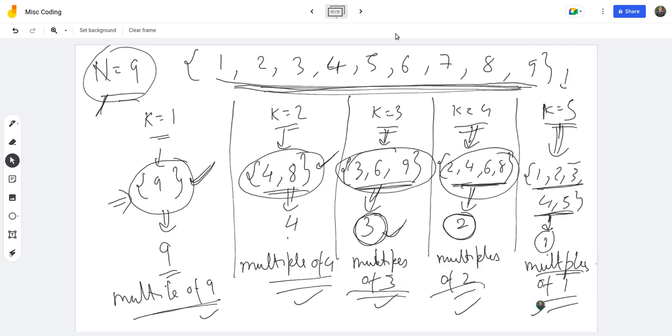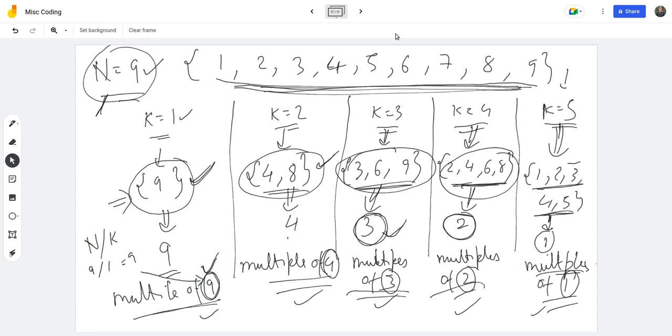But how do we decide this value? How do we decide for which value we need the multiple? Here we need for 9, here for 4, here for 3, here for 2 and here for 1. So here again we need to use our observation. How does this 9 value come? Here n is 9, k is 1. So if you do n by k, which is 9 by 1, you will get 9, and that is what is written here. We need multiple of 9.